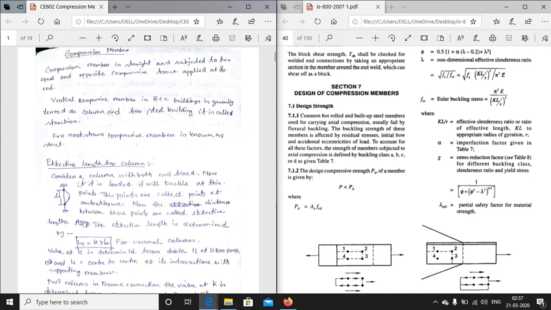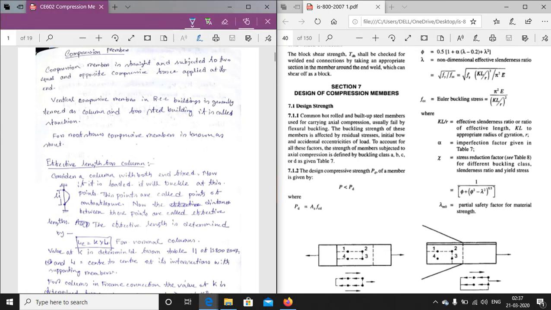What is a compression member? The member which is subjected to compressive load at both its ends. If this is a column, and P load is acting here at the top, a reaction similar to P load will be acting at the bottom. So that's why it's a compressive force.